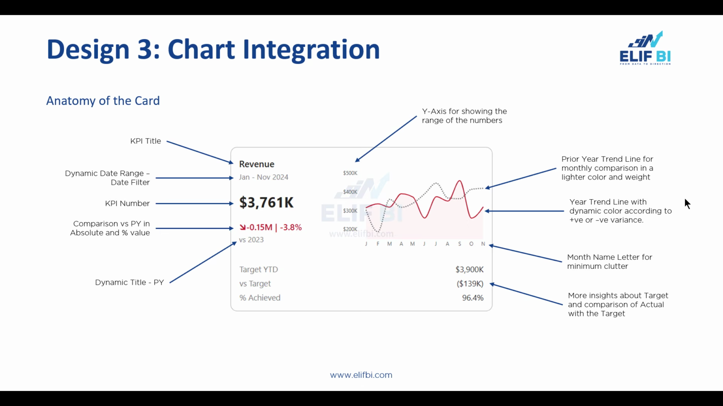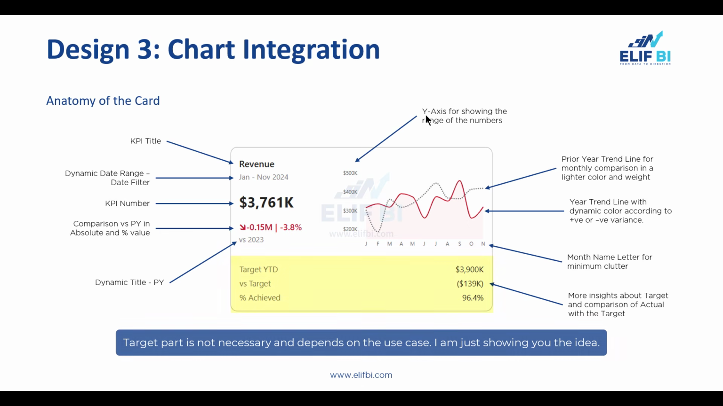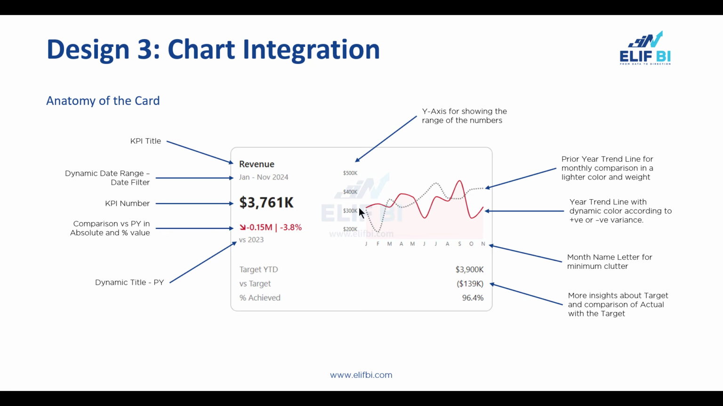We can have this kind of KPI. We have added the y-axis for showing the range of the numbers. Now you know that this is slightly above 300K. This is around 430 or 440K. You've got the prior year line. It's much more insightful. This is how much we are doing against the prior year. But what about the target? Yeah, we are slightly short of the target, and we have achieved 96.4% of the target year to date. So now this is a more descriptive visual.